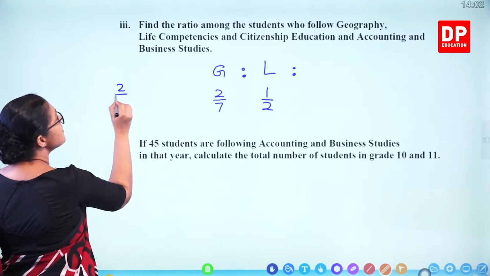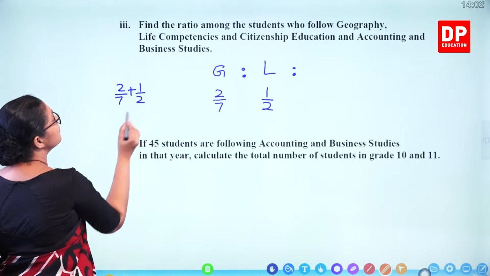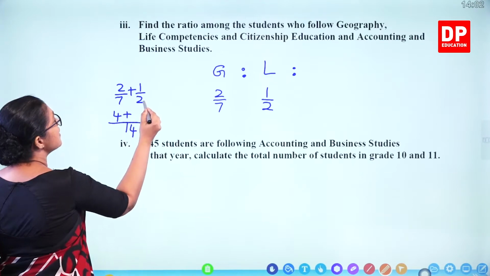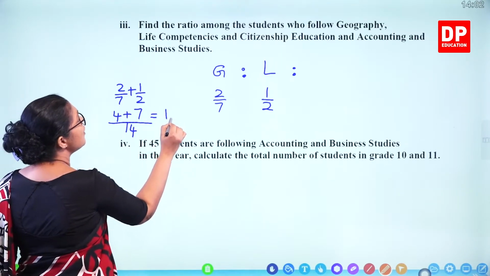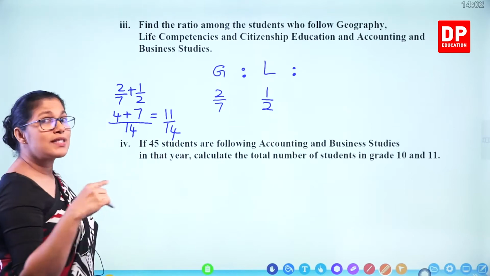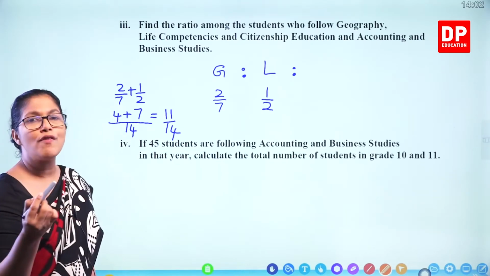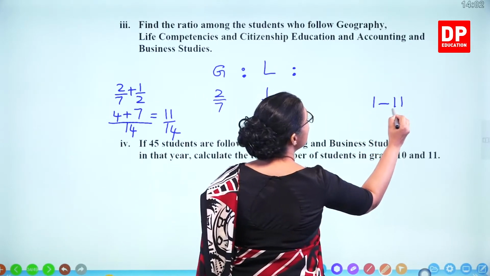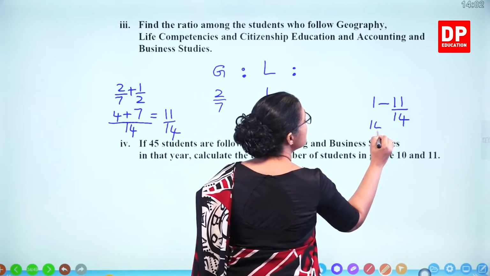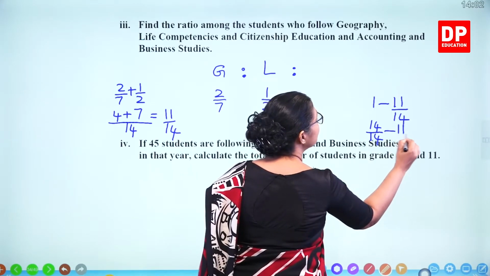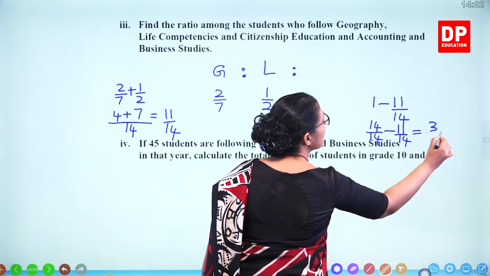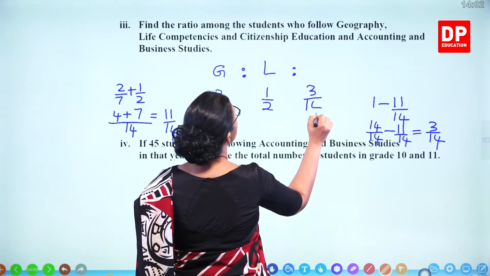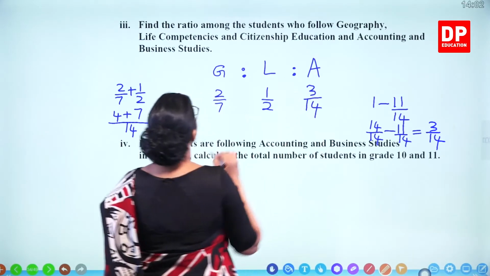So 2/7 and half, what's the total? 14 is the lowest common multiple. 4 plus 7, 11/14. So what's the remaining part? 3/14. So 1 minus 11/14 becomes 3/14. That's the third type. So 3 over 14. What's that? Accounting and business studies.